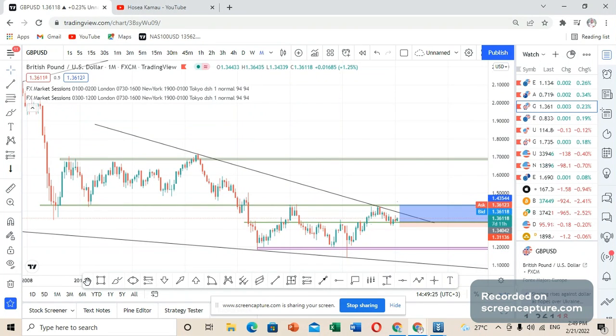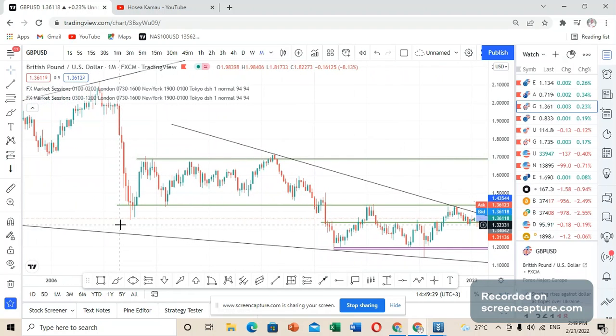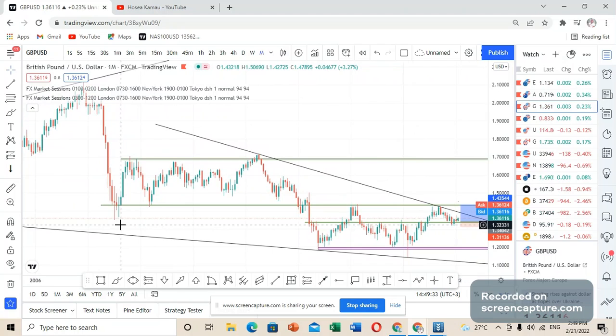And today we are going to be analyzing the GBPUSD. As you well know, the GBPUSD together with the AUDUSD and also the EURUSD usually tend to have the same movement. So I will be analyzing with you guys from the monthly time frame, to the weekly time frame, all the way through to the hourly time frame.